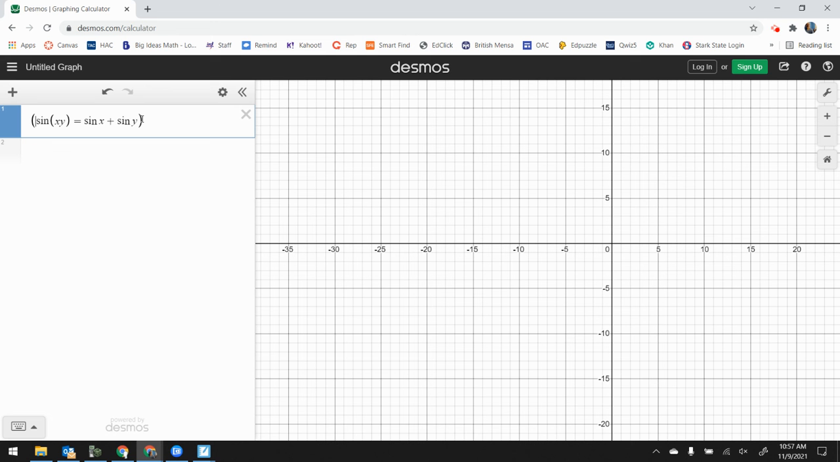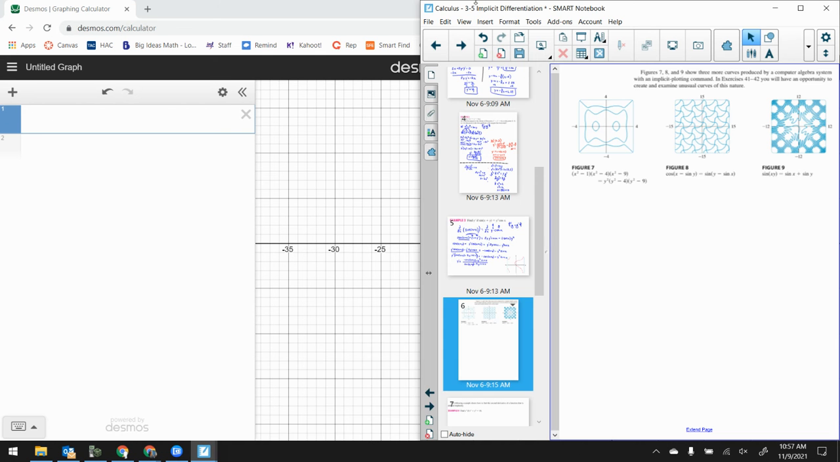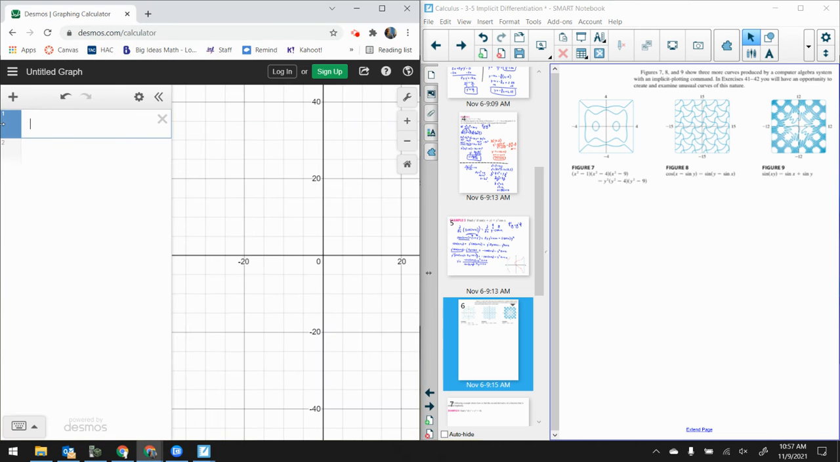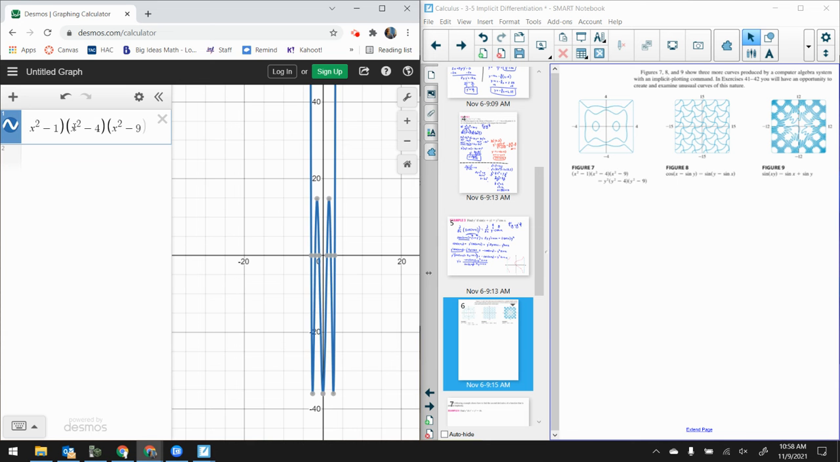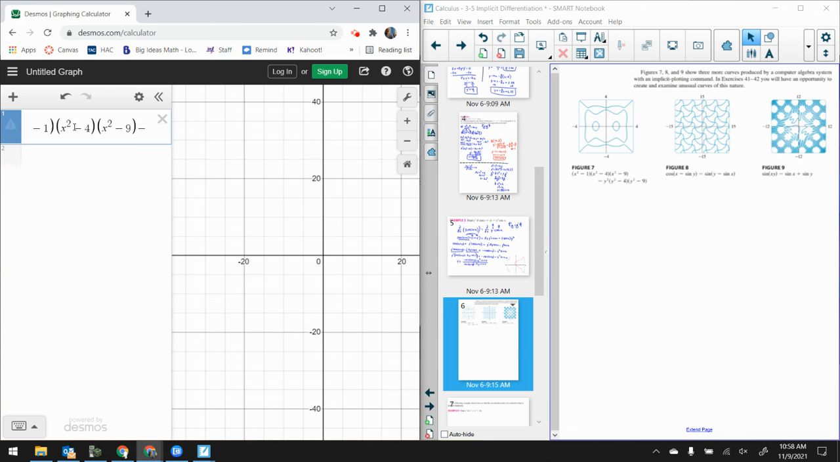x squared minus 1, x squared minus 4, x squared minus 9, equals.